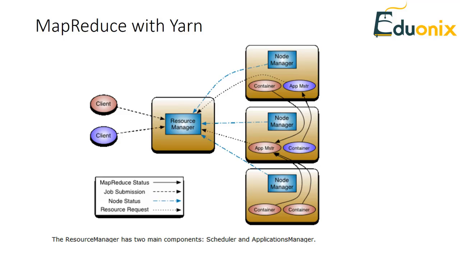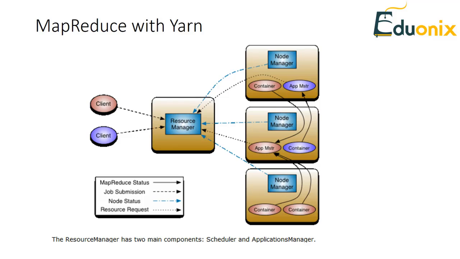The resource manager has a scheduler, which is responsible for allocating resources to the various applications running in the cluster, according to constraints such as queue capacities and user limits. Each application master has responsibility for negotiating appropriate resource containers from the scheduler, tracking their status, and monitoring their progress. From the system perspective, the application master runs as a normal container.